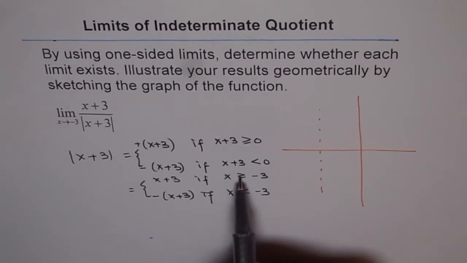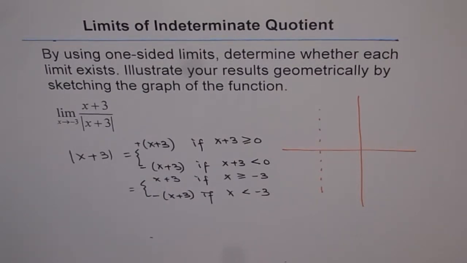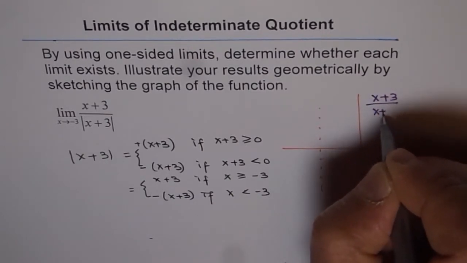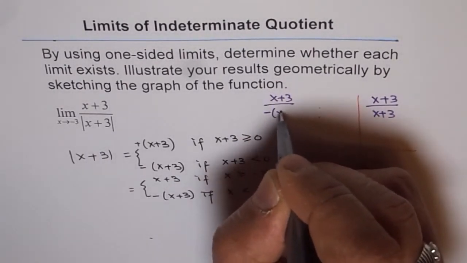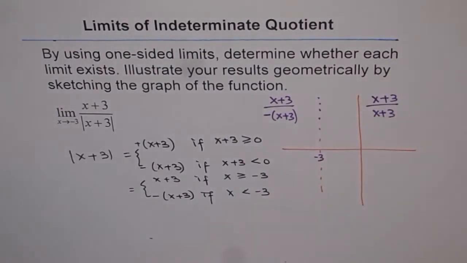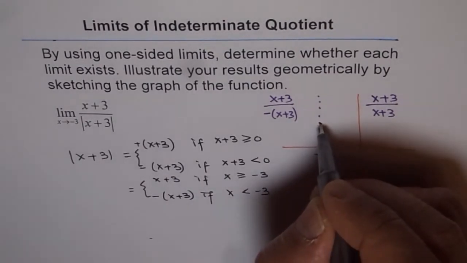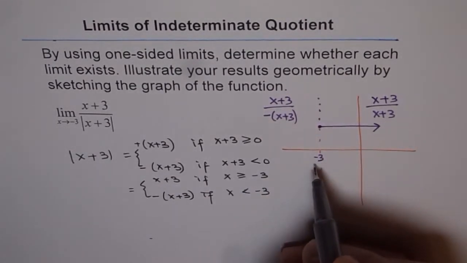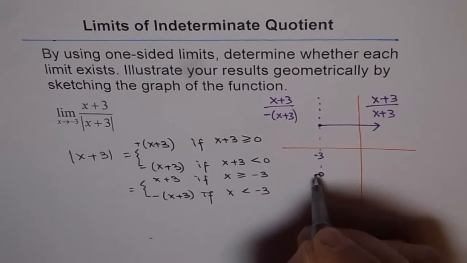we have x greater than or equal to minus 3, then the denominator becomes x + 3, correct? So on the right side the function is (x + 3) over (x + 3), and on the left side the function is (x + 3) over minus (x + 3). This is on the left and right side of minus 3. So when you divide x + 3 by x + 3, you get 1. So here we get 1. But if you are on the left side of minus 3, then you get minus 1. So with the hole here, we get minus 1.